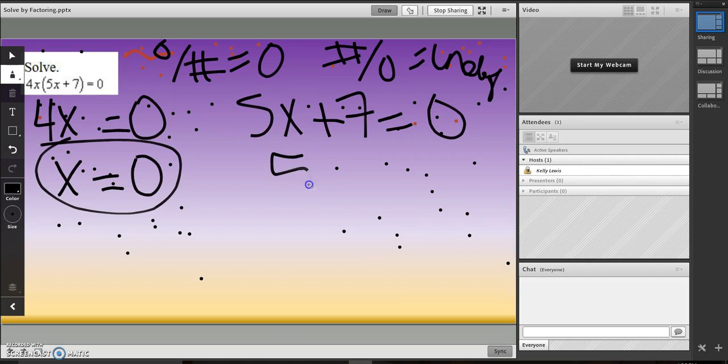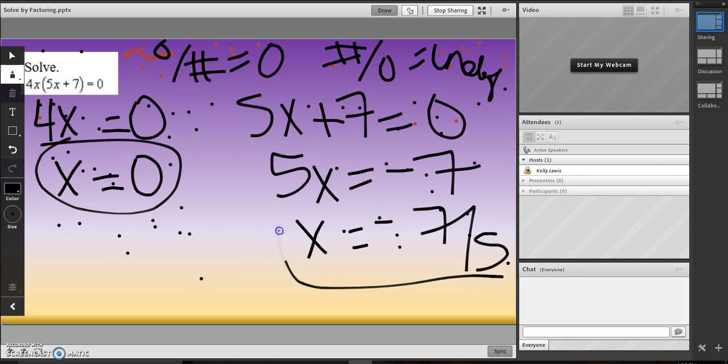Alright, this guy, 5x plus 7, we're going to subtract 7 on both sides. Then we're going to divide by 5 on both sides. So we get 0 and negative 7/5 as our two answers. Notice we're getting two answers.